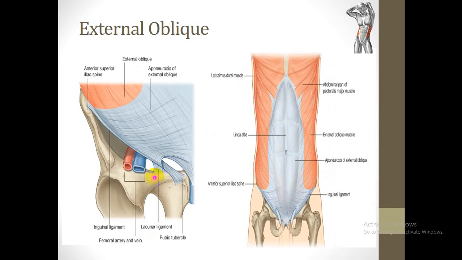This is the fiber of the external oblique muscle that descended downward and medially. When it reached the anterior abdominal side, it will be converted into aponeurosis that met with the other aponeurosis to form the linea alba.